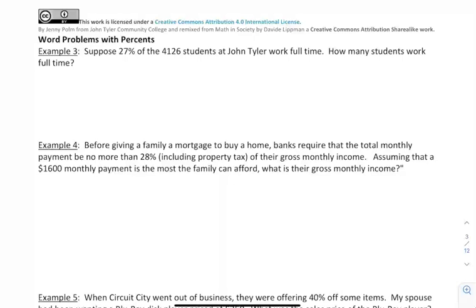So in this first example, we are told that 27% of the 4,126 students at John Tyler work full-time. How many students work full-time? We can take that 27% and make that 0.27 and multiply that by 4126, and that's going to give us how many students work full-time. The reason that this equals our x, this is our question word, how many students. So that's how we know what we're setting this equal to. We're finding the number of students because that's what this question wanted to find.